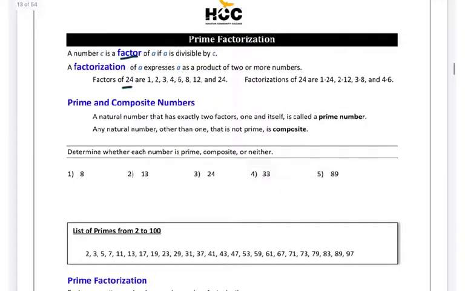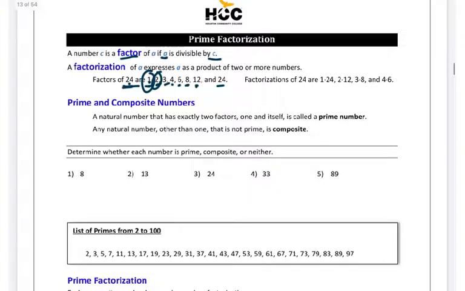The factors of 24 are 1, 2, 3, 4, 6, 8, 12, and 24. Why? Because 24 is divisible by 1, 2, 3, 4, 6, 8, 12, and 24. What this is saying is that it's a factor if A is divisible by C. So because 24 can be divided by 1, 1 is a factor. Because 24 can be divided by 2, 2 is a factor. So this is what we mean when we say that.